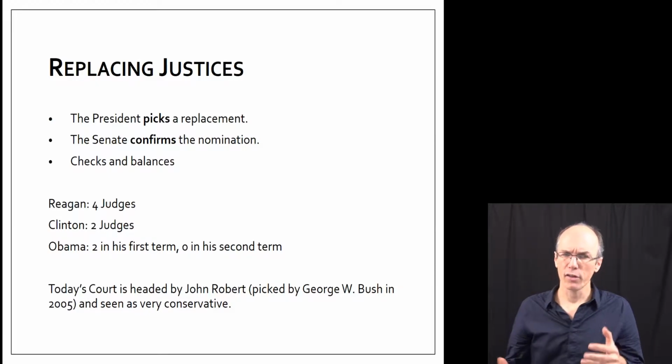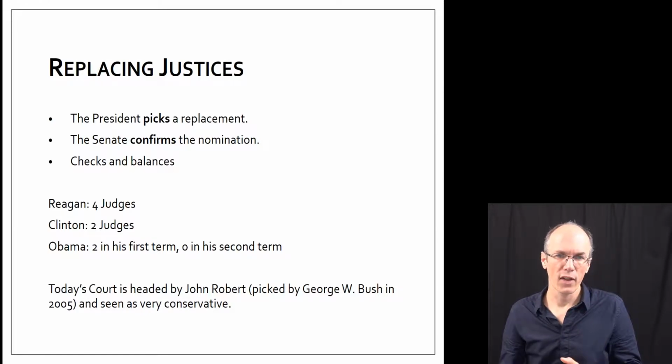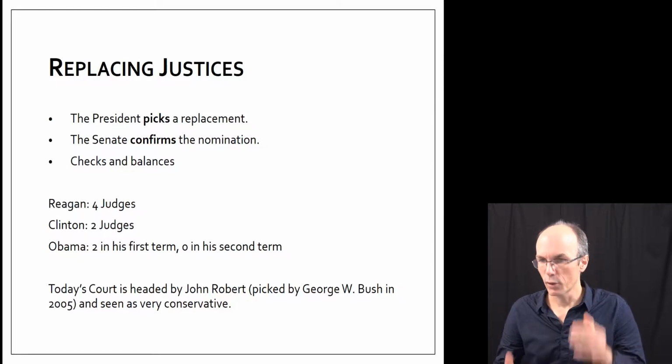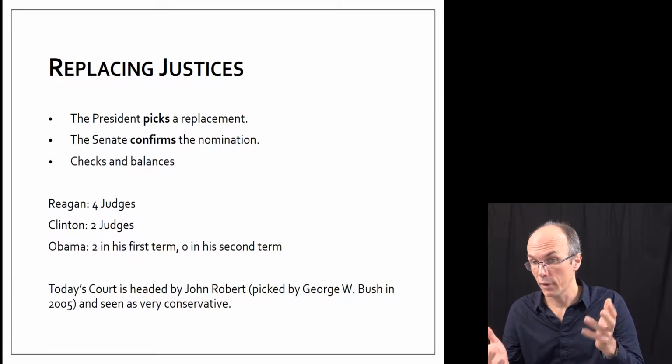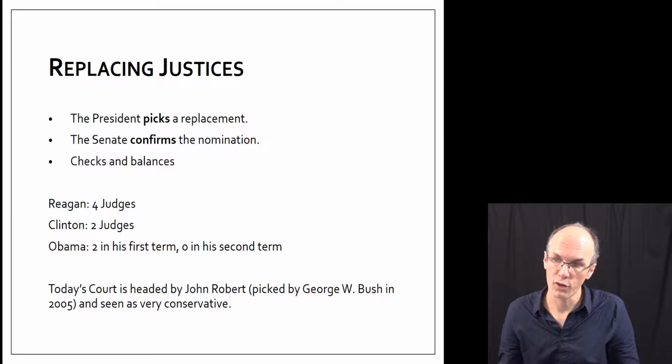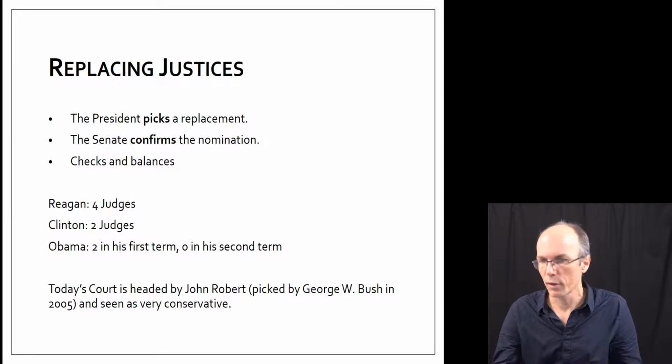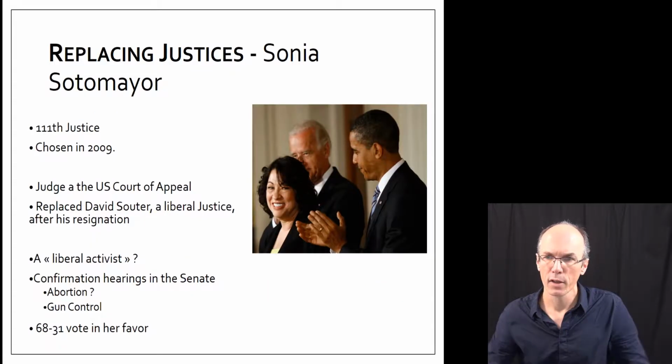So the fact that judges are named for life means that presidents do not get the same options. And as a result, today's court is very conservative. It is headed by John Roberts, who was picked by George W. Bush in 2005. Someone who is very conservative but still attached to the Constitution.